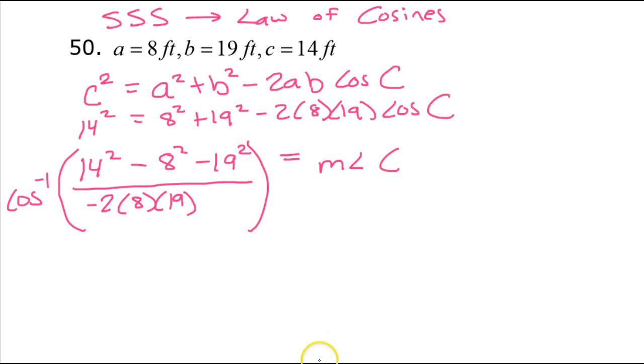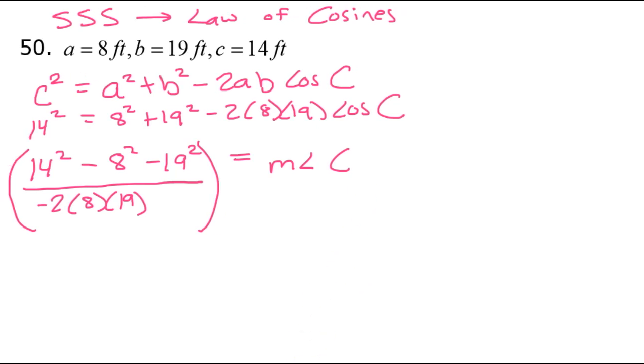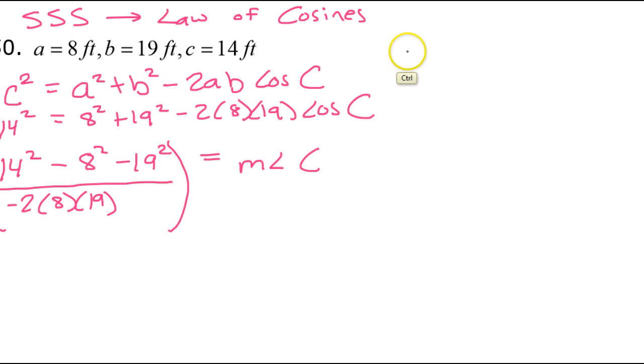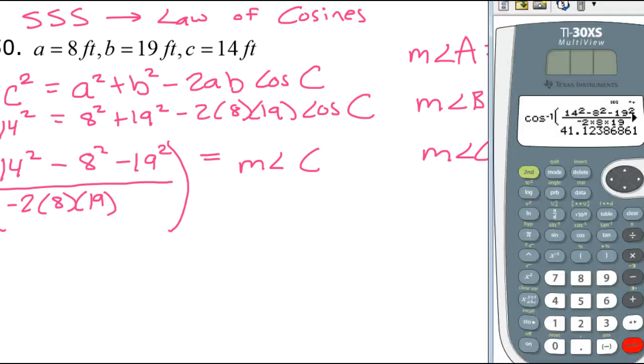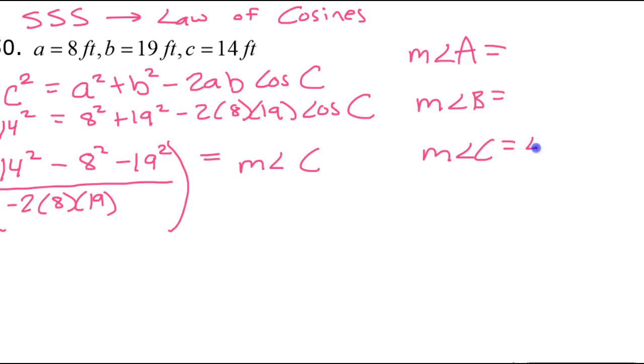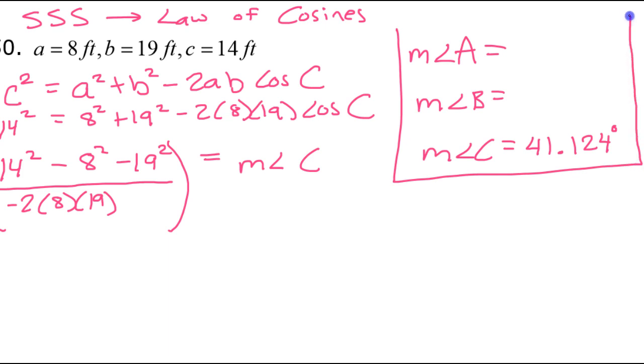Let me go ahead and get my list of answers ready. So I need to find all three angles. So I'm looking for the measure of angle A, the measure of angle B, and the measure of angle C. So I just found that the measure of angle C was 41.124. Got to round up. Okay, so this will be my answer box.